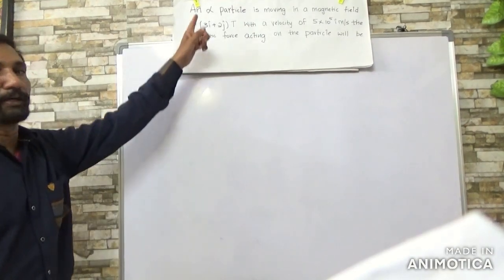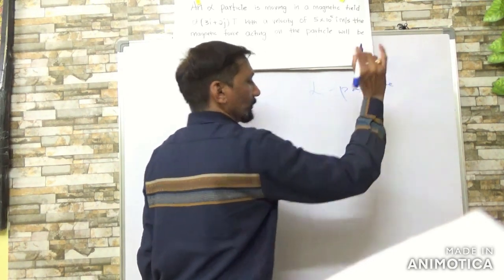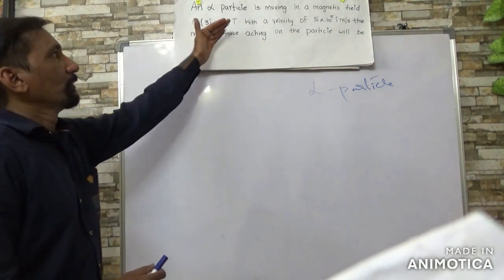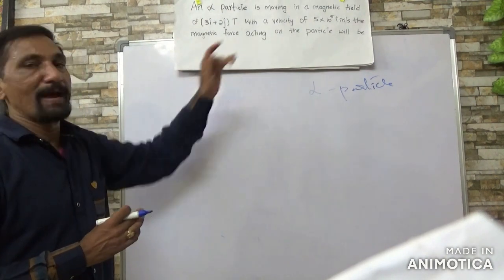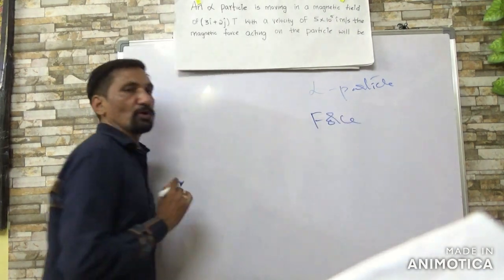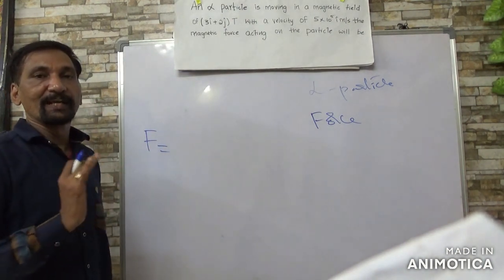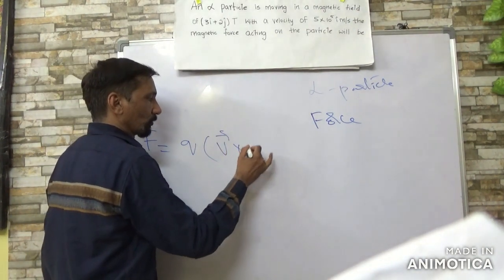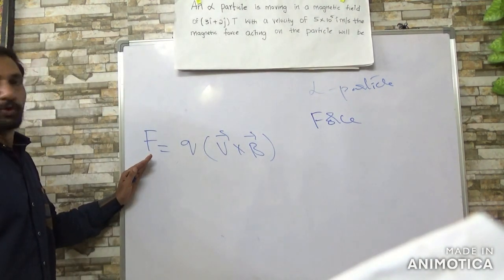Now about the given problem. There is one alpha particle. Okay? So this alpha particle is held in a magnetic field. Alpha means charged particle, now held in a magnetic field. So it will experience some force. So whenever you place a charged particle in a magnetic field, it will experience a force, that is F equal to Q of V bar cross B bar. So this is the force.